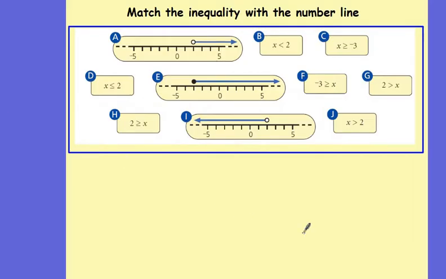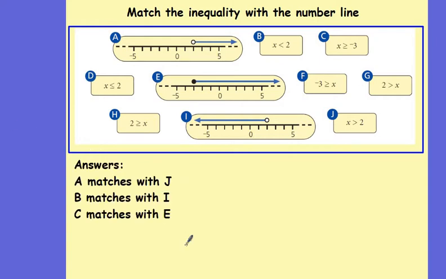Over to you, Year 8. Please pause the video for 5 minutes and have a go at these questions for me. I need you to match these inequalities to the number lines. Pause the video and complete that in your light blue books now, please. And these are the answers. A matches with J, B matches with I, and C matches with E. Please check your work and see how you did.